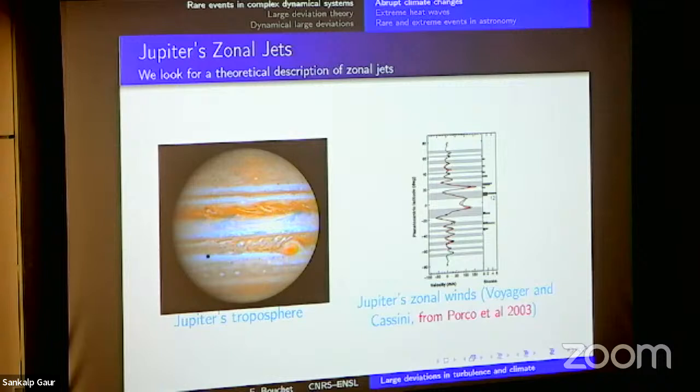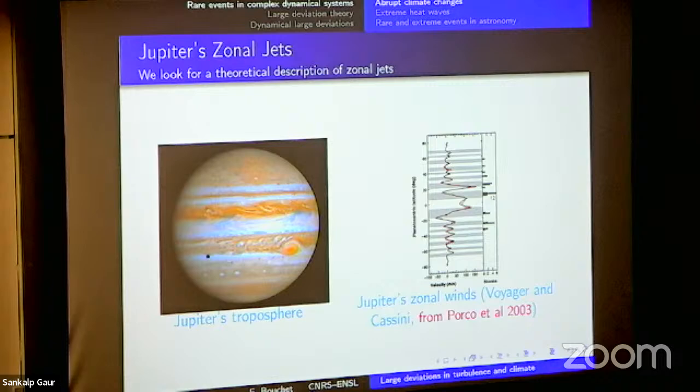And here you can actually see two curves. The black one comes from Voyager data, and the other one from Cassini data. Those were two spacecraft, and in between those two spacecraft, 25 years have passed. And you can see that within 25 years, the jets have not changed. They are basically stationary on this time scale, with maybe a small fluctuation.